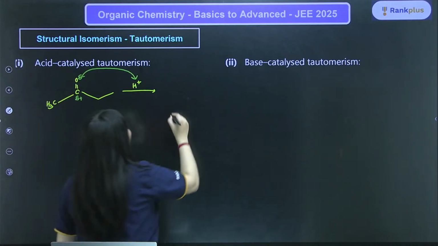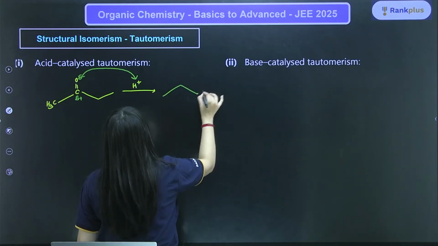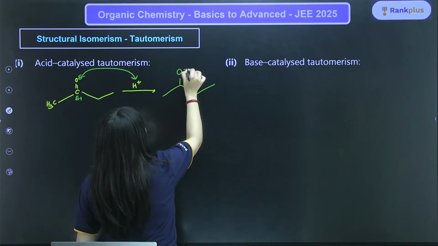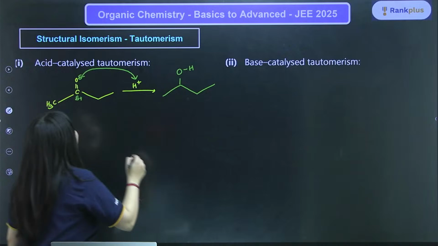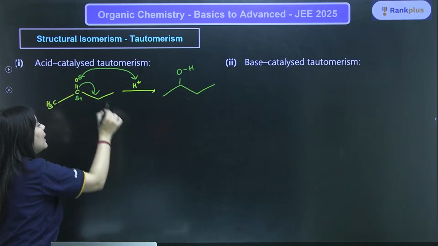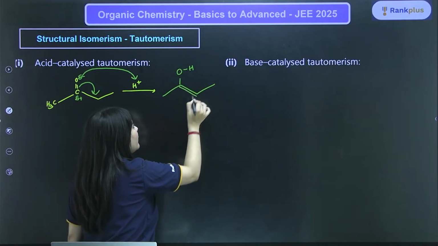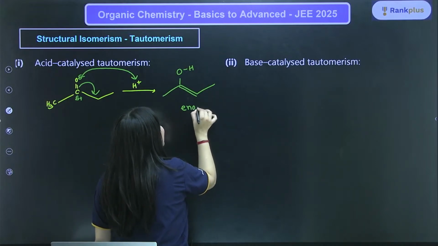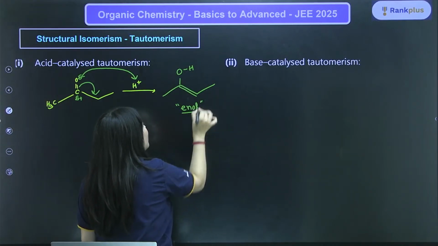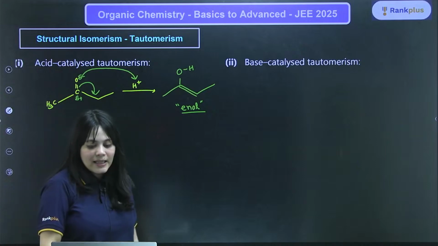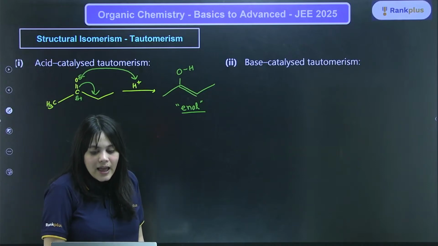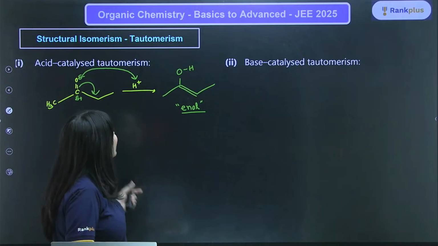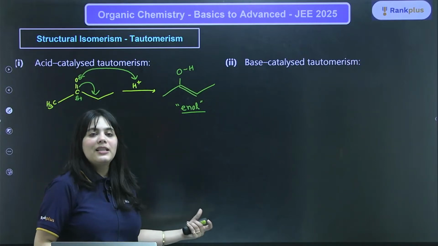So what will happen? Something like this would happen. Here C double bond OH will be made over here, right? And this double bond will definitely move over here and a double bond will be formed, right? So here what has happened? An enol form has been formed. Does anyone have any doubt in this? Okay, an enol form has been formed over here, right? Easy. So this is the acid catalyzed mechanism.